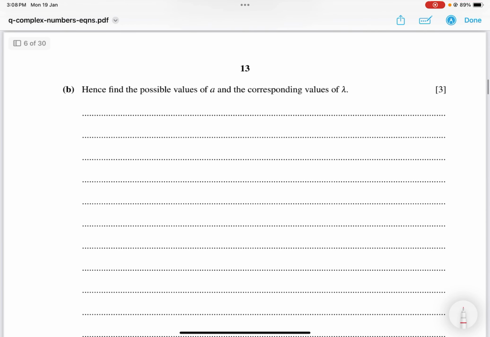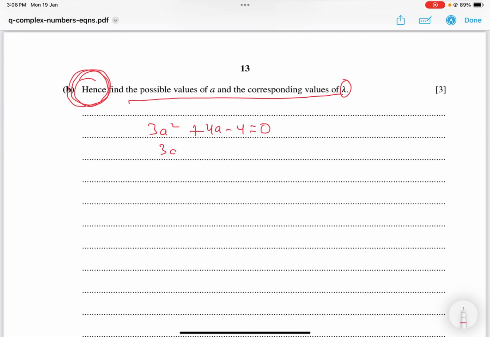Hence, now we will target these questions. Hence, find the possible values of a corresponding to the values of lambda. Really simple. 3a square plus 4a minus 4 equals to 0. You can put it directly in the calculator. I will use factorization. 3a minus 2, a plus 2 equals to 0. We'll put it equals to 0. 3a minus 2 equals to 0, and a plus 2 equals to 0. We will get a equals to 2 by 3 and a equals to negative 2.